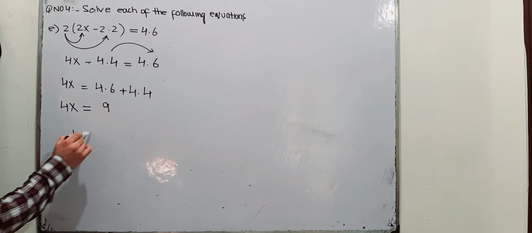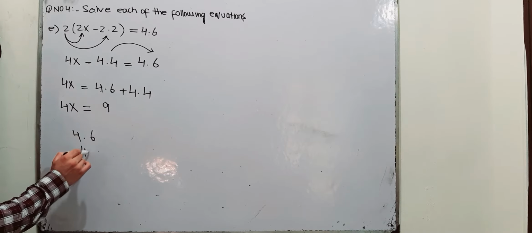Let me explain this again. 4.6 and 4.4. Well, 6 plus 4 is 10. 0 will be over here. 1 will be over here. 4 plus 4 is 8 and 1 makes 9.0, which is 9.